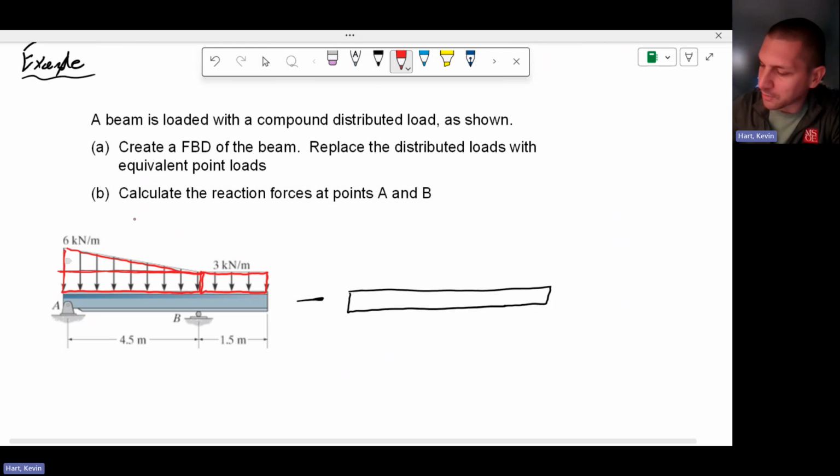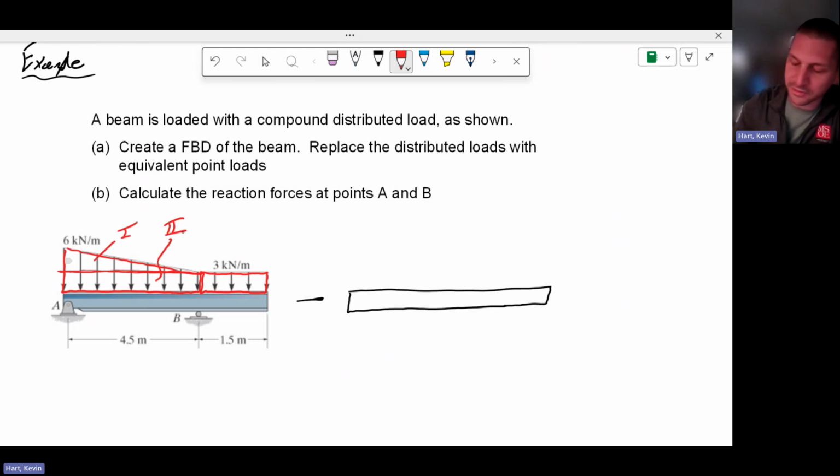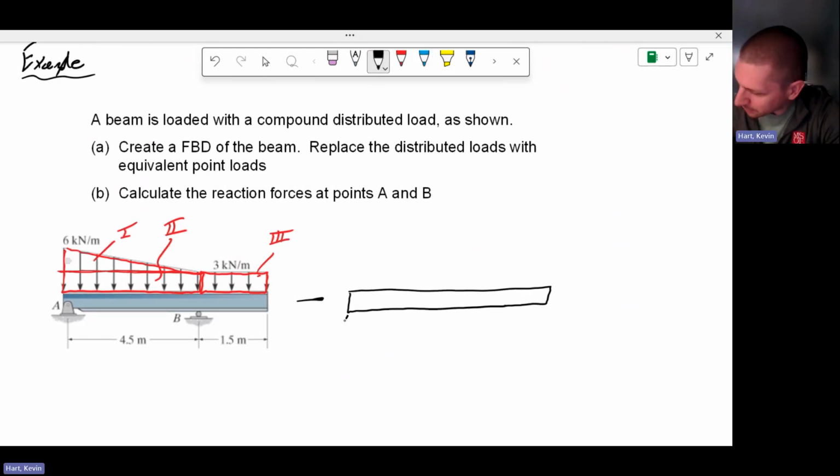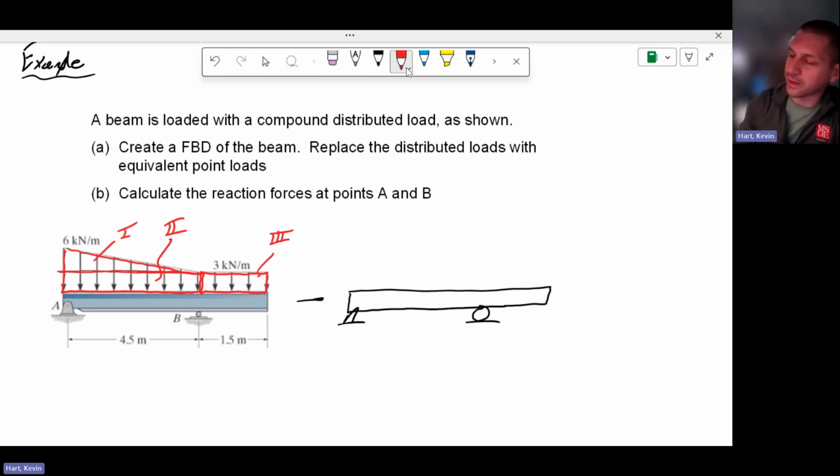We can label these, maybe I label this distribution as distribution number 1. This distribution is distribution number 2. So 1 is the triangle, 2 is the rectangle. And then this last one here, we'll label as number 3. Let's keep our pin and our roller in here. So here we still have our pin at A, we have our roller at B. And let's look at our various equivalent loadings.